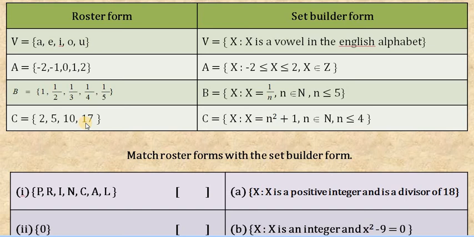So in general term, it can be written as n square plus 1. So n, what is the range? It's 1, 2, 3, 4, isn't it? So this n is less than or equal to 4 and n belongs to N. So you can write this set builder form as C is equal to the set of all x such that x is equal to n square plus 1, where n belongs to N and n less than or equal to 4.